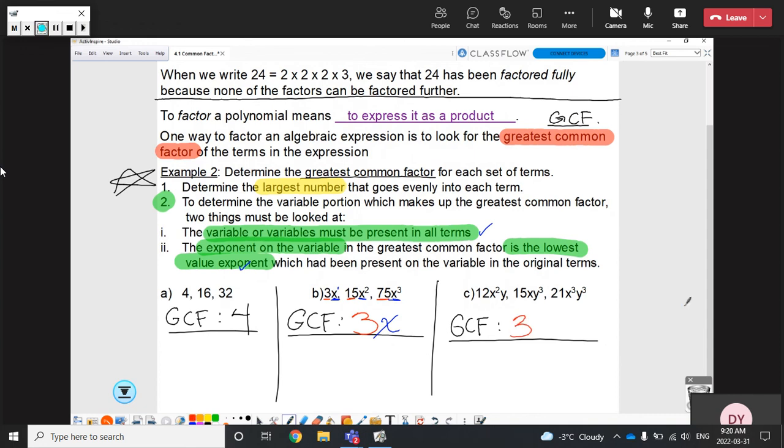Now, when it comes to the variables, I'm going to do one variable at a time. I see x squared, I see x to the exponent 1, and I see x to the exponent 3. Which one's the lowest exponent on the x's? That's x to the exponent 1. So the greatest common factor will have an x to the exponent 1 in it. Now there's also a y. There's y to the exponent 1, y to the exponent 3, and y to the exponent 3 again. Out of all three of these, which one has the lowest value? The y to the 1. So the greatest common factor is 3xy.